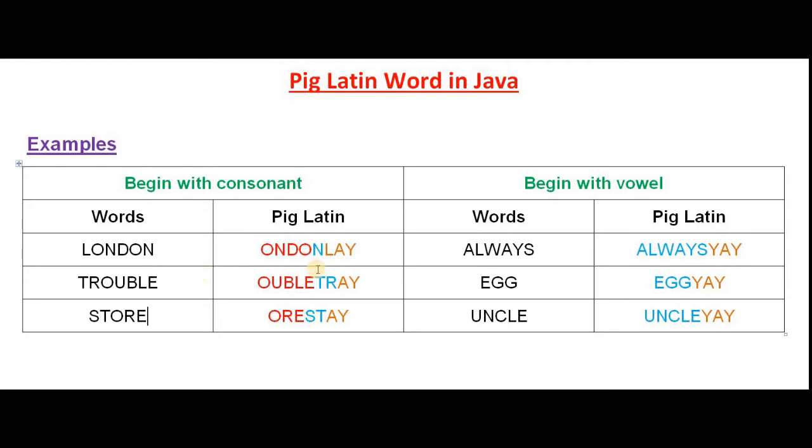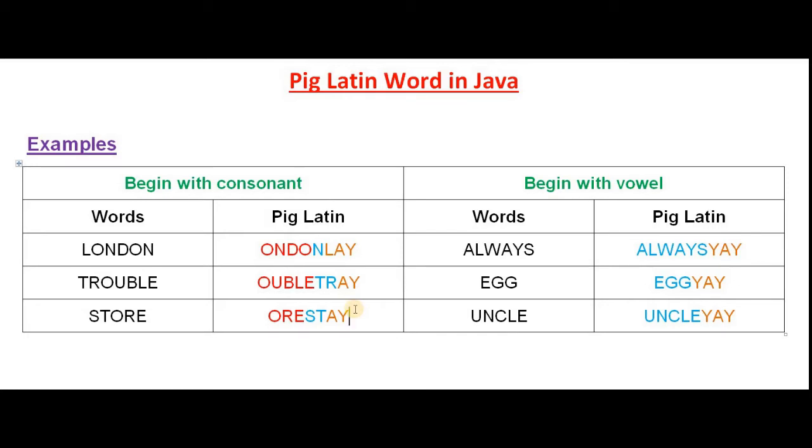In those cases the Piglatin word will have 3 parts. As you can see, in case of London, the first part is ondo, then n, and then lay, with 3 different colors mentioned here. For trouble as well as for store, there are 3 parts: 1 part, 2 part, 3 part. How those parts are constructed I am explaining afterwards, but you can see there will be 3 parts for a word starting with a consonant.